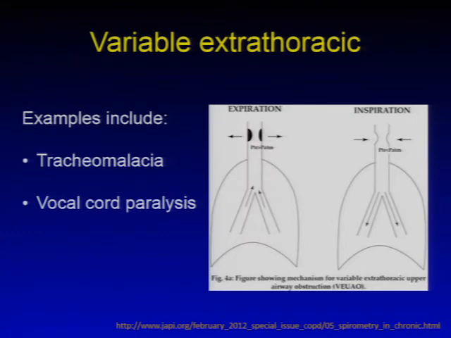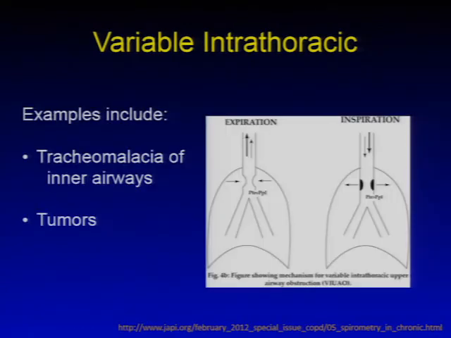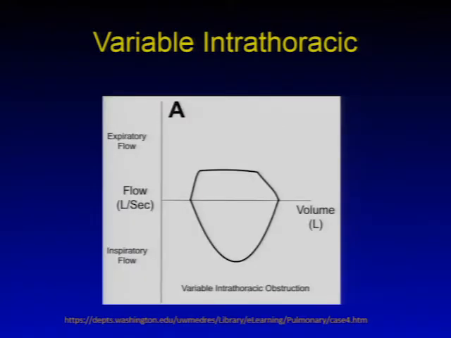In expiration, whenever you expire, the airways, in fact, are pushed out, for lack of a better term. They expand. And in inspiration, with spontaneous ventilation, the actual entrainment of air causes collapse of the airway, and this again occurs in tracheomalacia and vocal cord paralysis, and this would occur outside of the thoracic cavity. If we move on to variable intrathoracic obstruction, then we see tracheomalacia of the inner airways, and we also see tumors as well. This would mean that upon expiration there would be obstruction, and upon inspiration there would be expansion, and the curve would look like this. As you see, at expiration there's limitation to flow, but on inspiration everything appears to be normal in these patients.